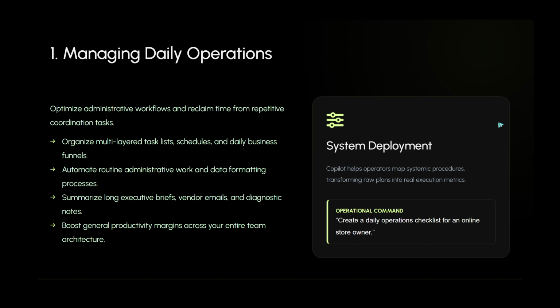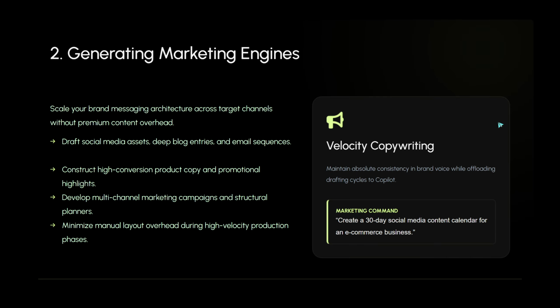Copilot is also a powerful tool for creating marketing content. Instead of starting from a blank page every time, you can ask it to generate social media captions, blog post ideas, email campaigns, product descriptions, and promotional copy. This helps speed up content creation while keeping your messaging clear and consistent. It can also help you plan ahead by building content calendars and suggesting broader marketing strategies. For example, you might prompt it with "Create a 30-day social media content calendar for an e-commerce business." That gives you a full month of ideas you can refine and schedule.